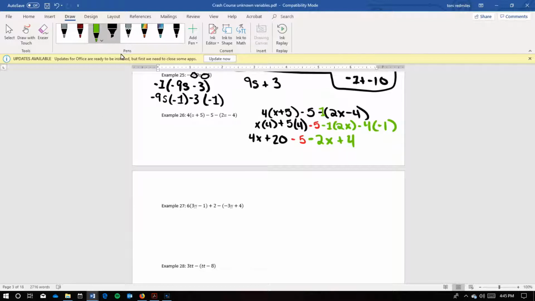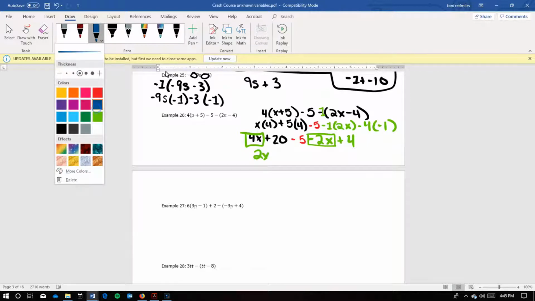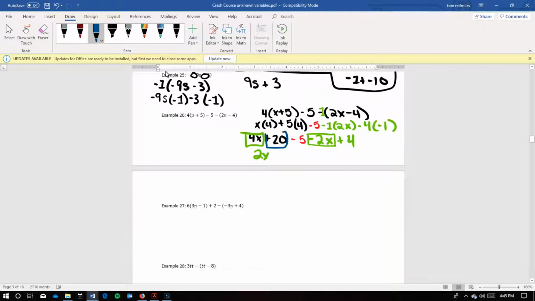Now I've got to find my like terms. I have this 4x and this negative 2x, and if I combine them, I'm going to get just a positive 2x. And then I have what we call constant terms. They have no variable. So I have 20 minus 5, which is going to be plus 15, plus the 4. My answer is going to be 2x plus 19.